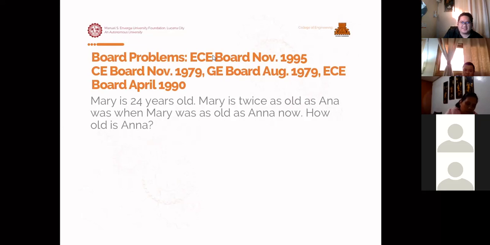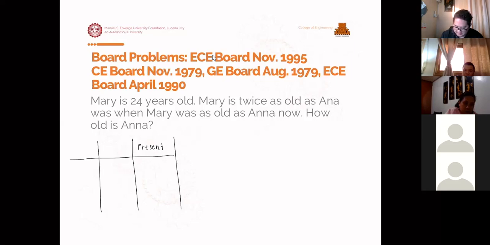Okay? So, kailangan ihimay-himayin niyo yung problem. Pinakamagandang technique is i-identify niyo kung ano yung present, yung past, saka yung future, no? So, sa present, ang pinag-uusapan natin ay si Mary tsaka si kapatid niyang si Anna, no? Ito si Mary.